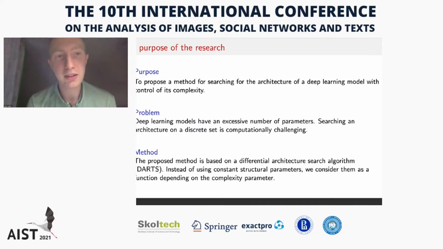The problem is that deep learning models have an excessive number of parameters. Therefore, using algorithms which search an architecture on a discrete set is computationally challenging. The basic algorithm is DARTS, differentiable architecture search. Instead of using constant structural parameters, we redefine them as a function depending on the complexity parameter.